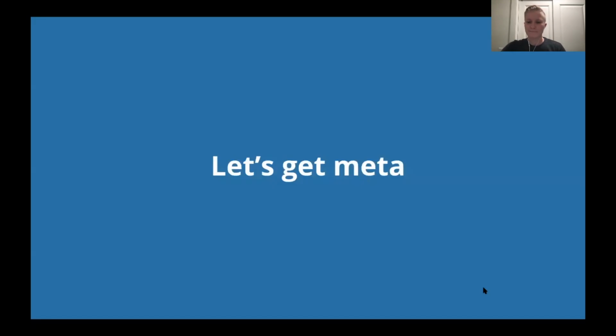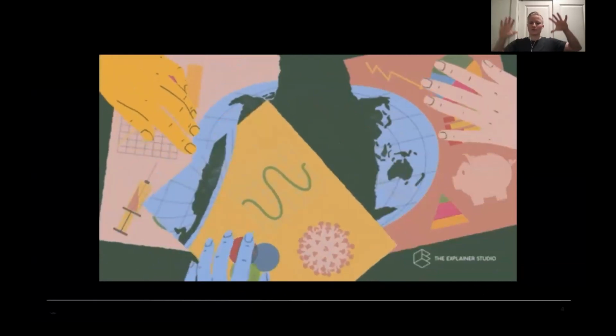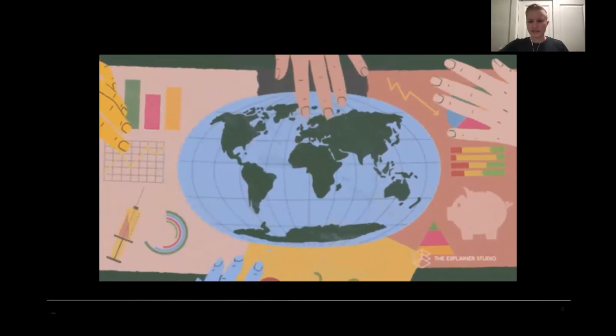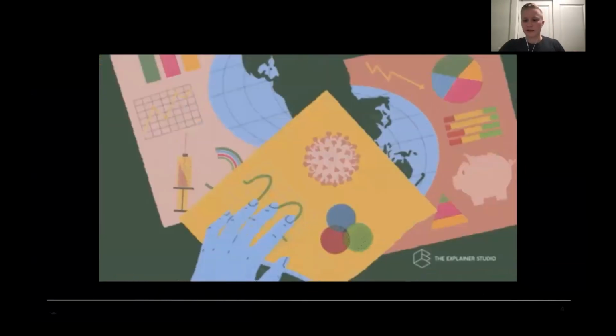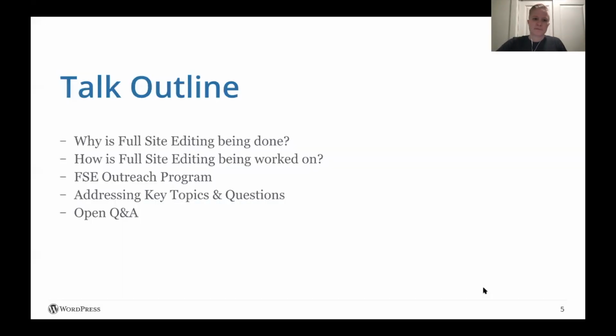So let's get meta and talk about the talk. To start, I'm going to zoom out really big and then slowly put pieces together until we get a nice map of what full site editing is, with all the details. This will look like first answering some big high-level questions, then digging into how the work is actually being done. So going from high level, what is this? Why does it help me? To how is this work actually being approached?